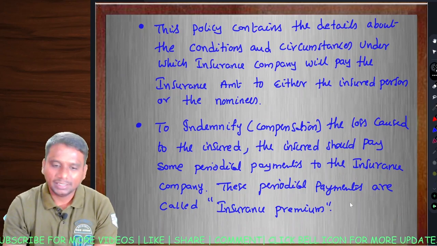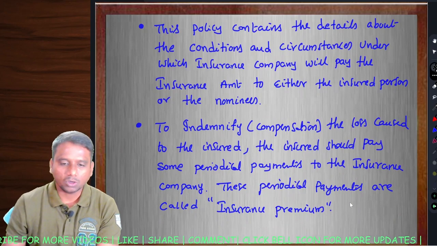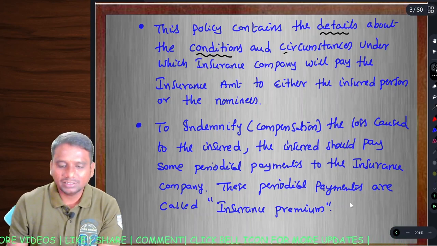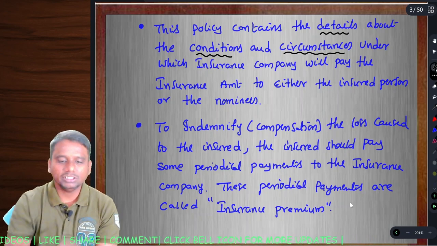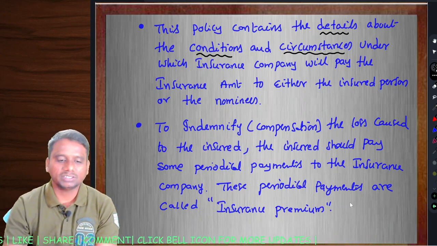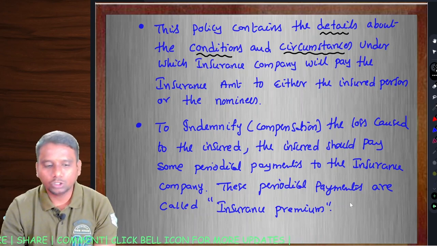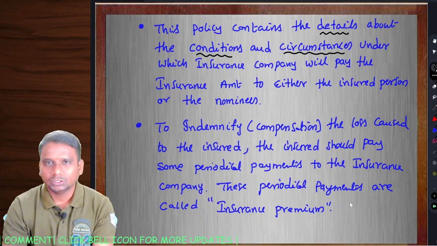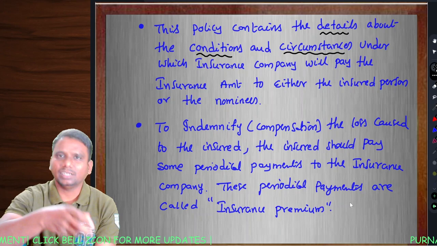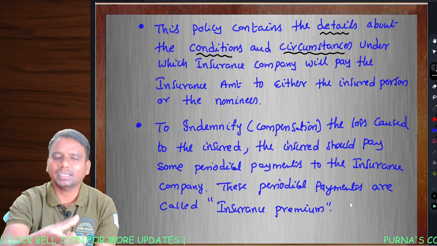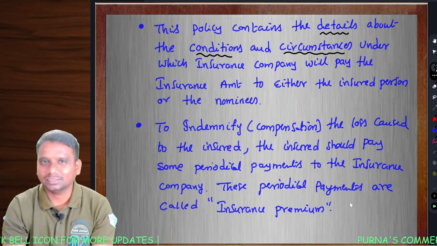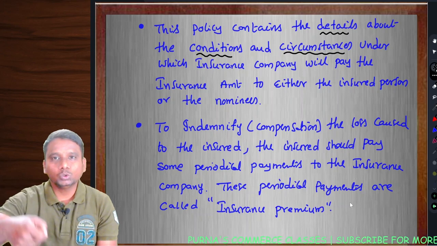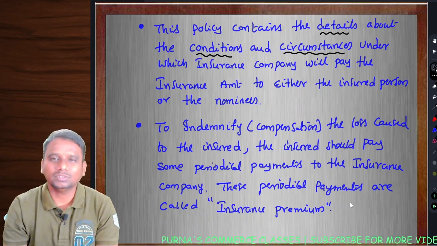This policy contains the details about the conditions and circumstances under which the insurance company will pay the insurance amount to either the insured person or to the nominees. See, already you have seen so many situations. When a person dies, the insurance company pays the amount to the nominee, not to the deceased person. Yes or no? So the amount is paid either to the insured or to the nominee of the insured.